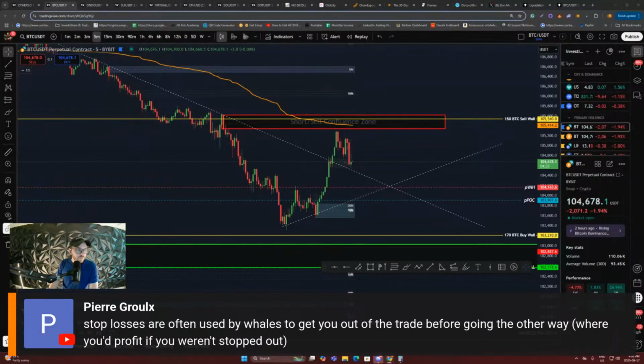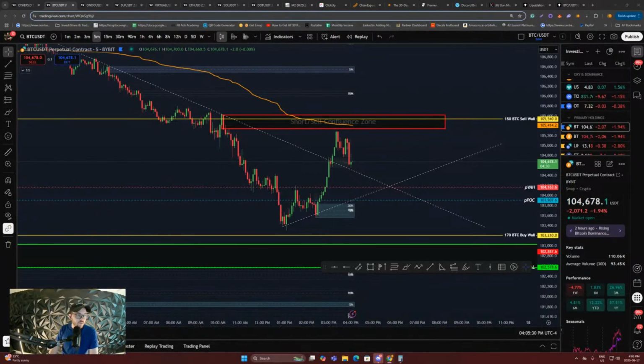Stop losses are often used by whales to get you out of your trade. Well, yes or no. Stop losses are not a tool for whales, but whales will know the order flow. They'll understand. If you're a whale for a reason, you're a smart dude and you've got money.